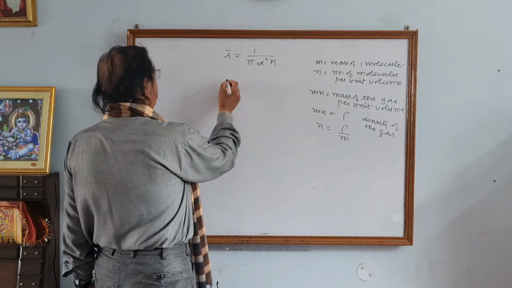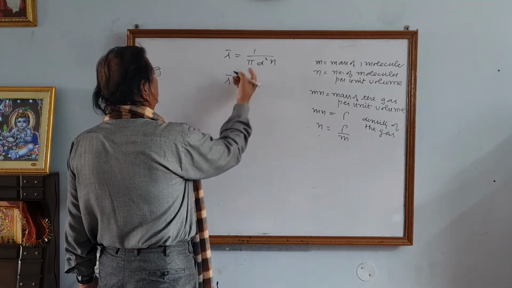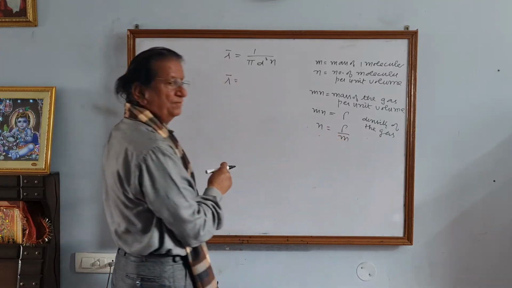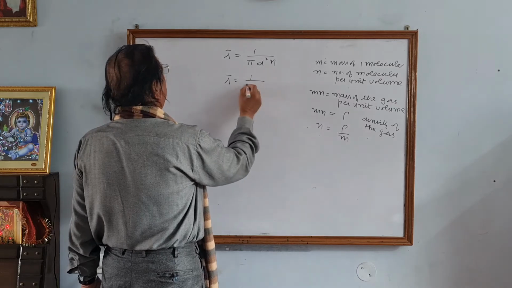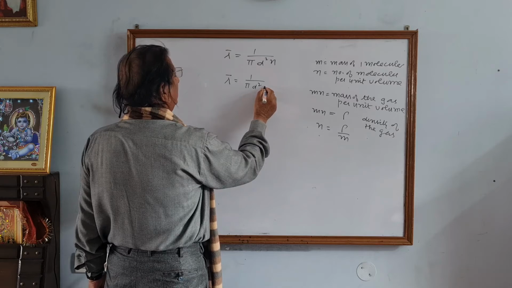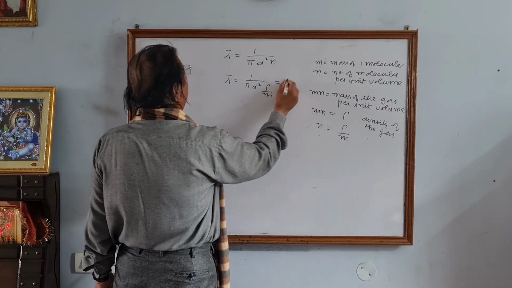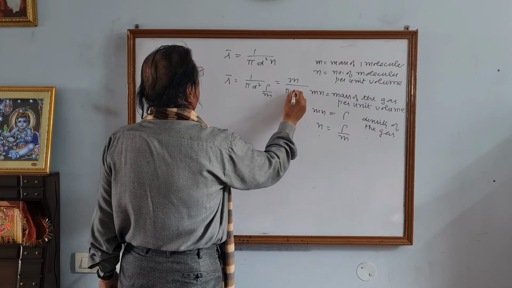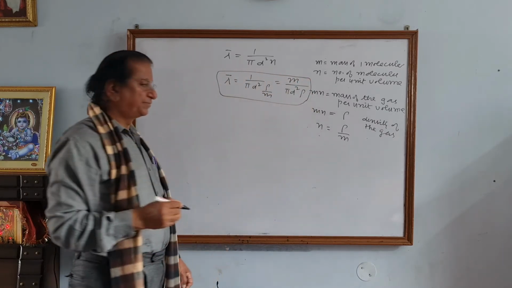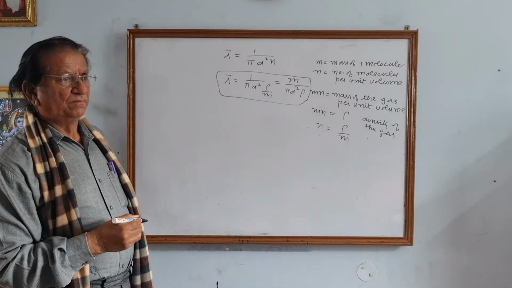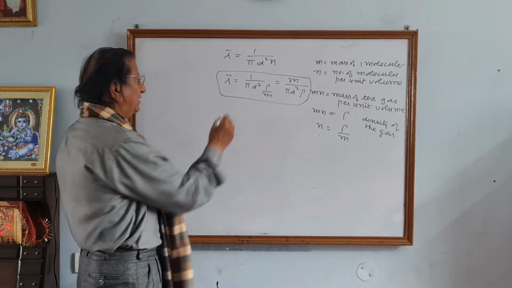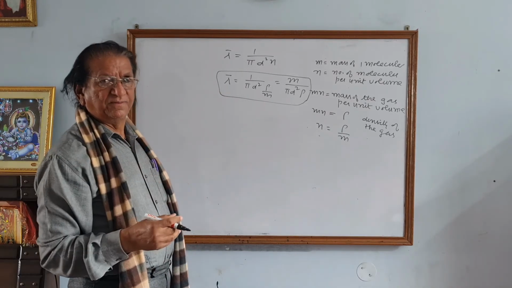So you can give a different shape to the mean free path formula by replacing n by rho by m. So 1 over pi d square n, with n as rho by m, will give you m over pi d square rho. Clear? You can write this mean free path in a different way also.